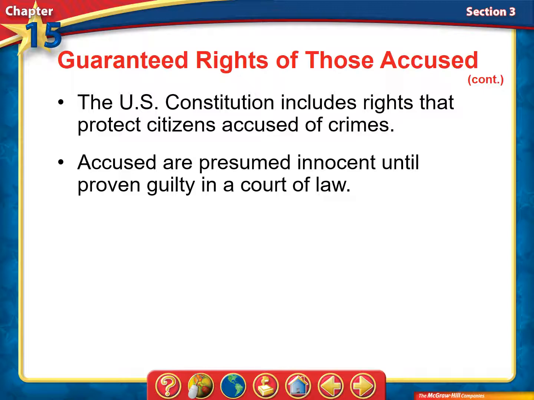You know, it is a violation of your rights for someone to tell you that you are in trouble and for you to deny it, and then for the person accusing you to say, prove it. You shouldn't have to prove your innocence. It goes the other way around. The accuser has to prove your guilt. Again, stated in the Constitution.